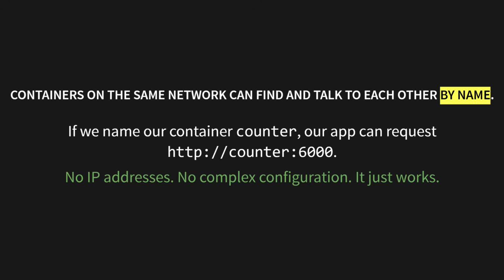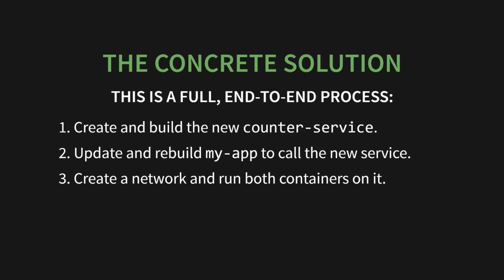If we name our container counter, our app can literally make a request to http://counter:6000. No IP addresses, no complex configuration. It just works. Okay, let's get our hands dirty with the concrete solution. This is a full end-to-end process.